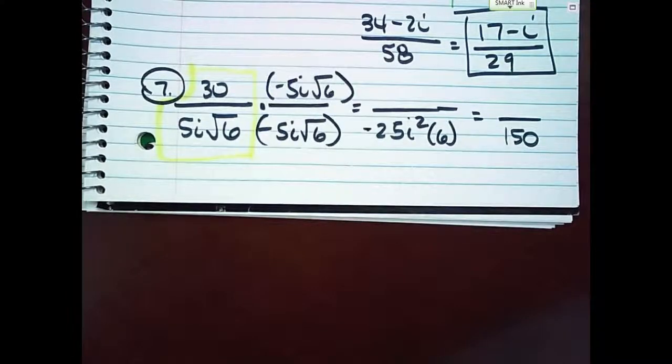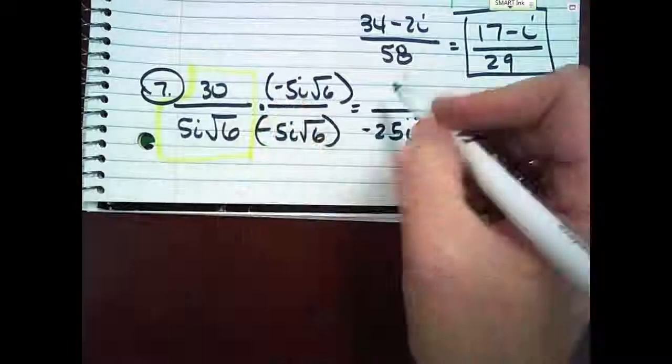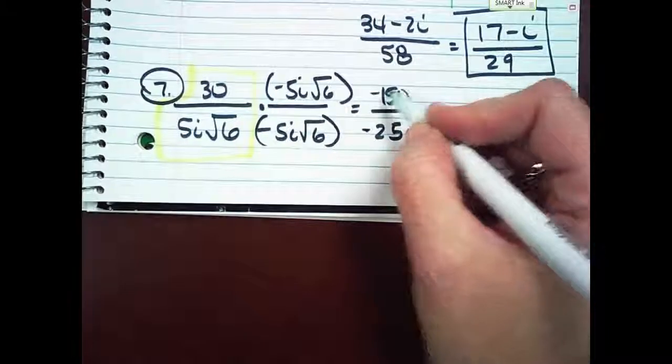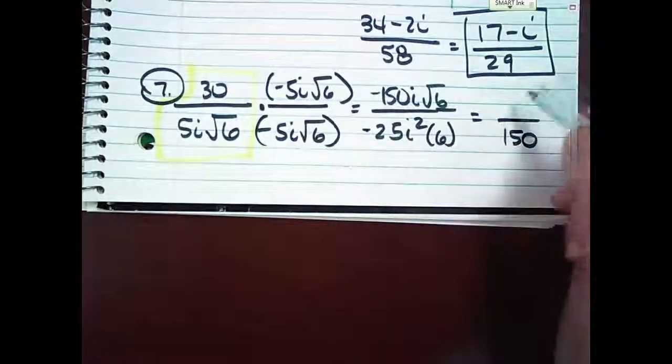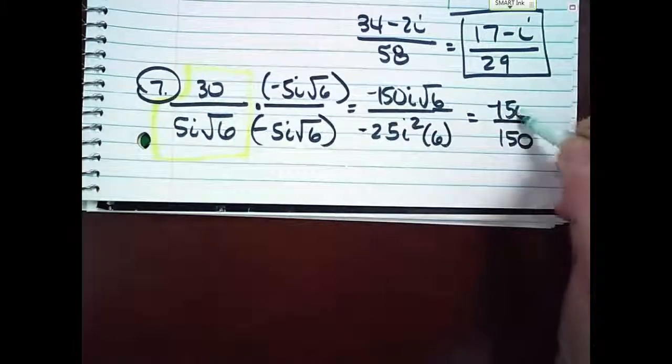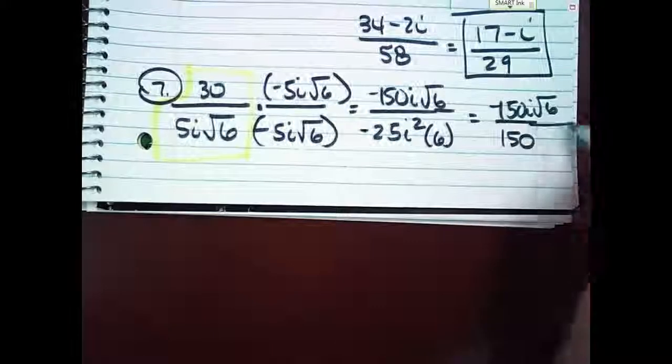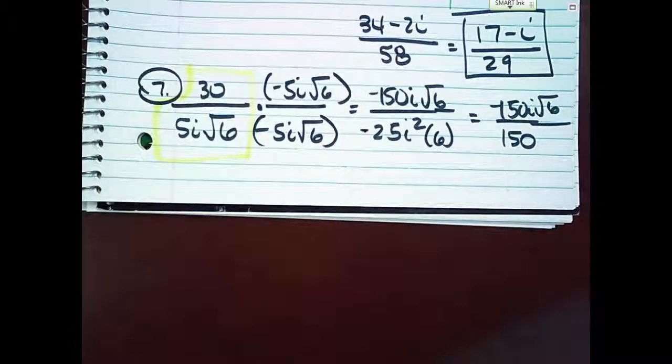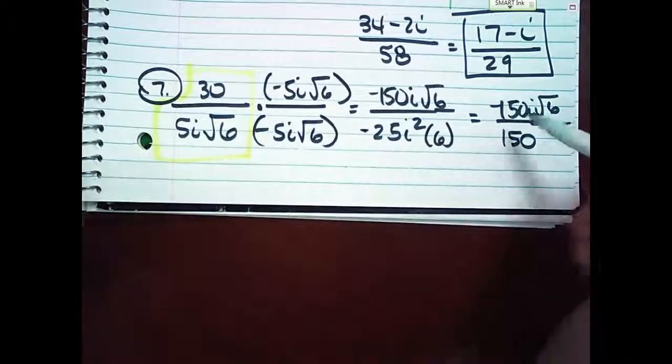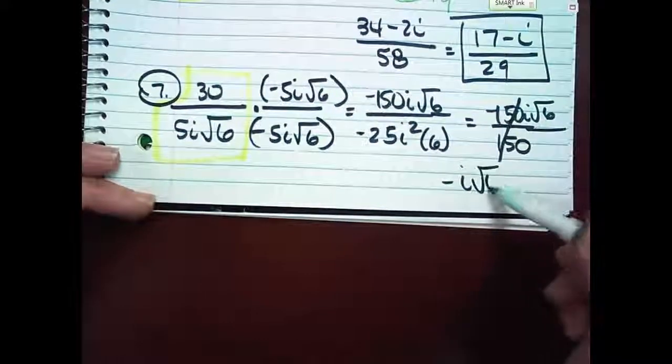For the numerator, 30 and negative 5 make negative 150. Then your i and your root 6, so that just drops over here. What's going to happen with the 150s? They go away, and the answer is just negative i root 6.